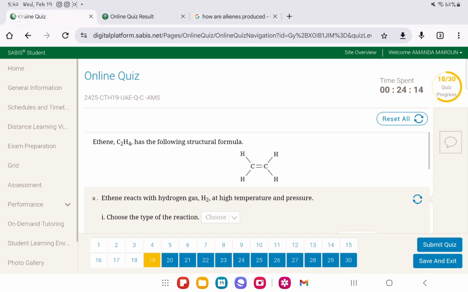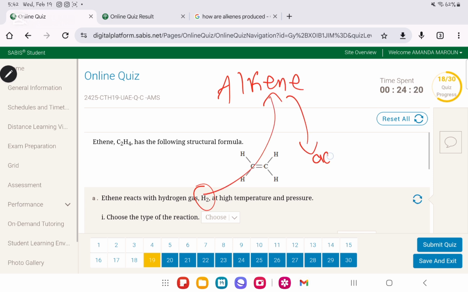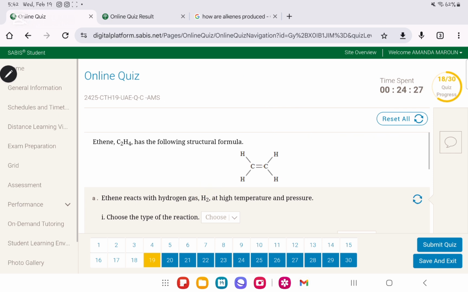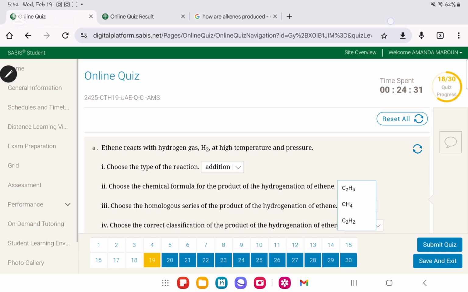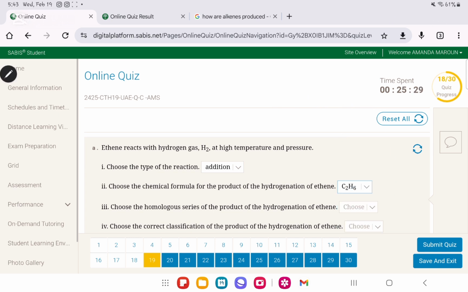So C2H4, which is ethene, you are bringing hydrogen gas. And again, this is an alkene. And we said alkenes, they undergo what? They undergo addition. So we are going to add hydrogen to the alkene. So this is the addition it's undergoing. You're adding hydrogen. So if it was C2H4 plus H2, it's going to be C2H6. So very simply, it is C2H6.